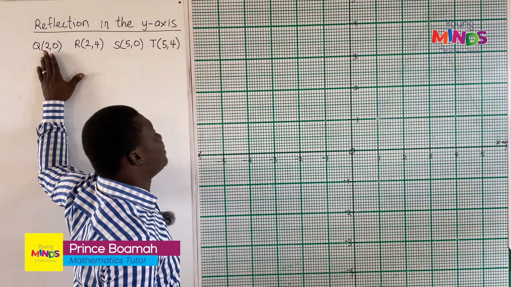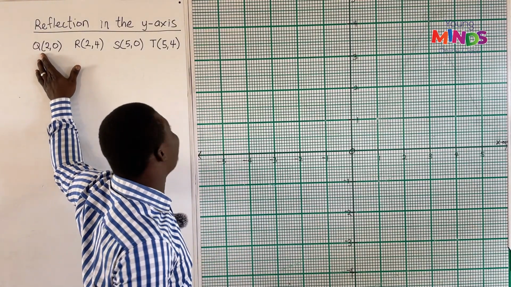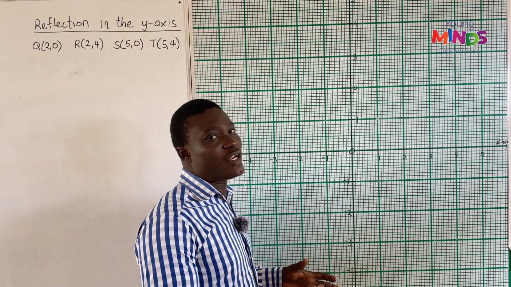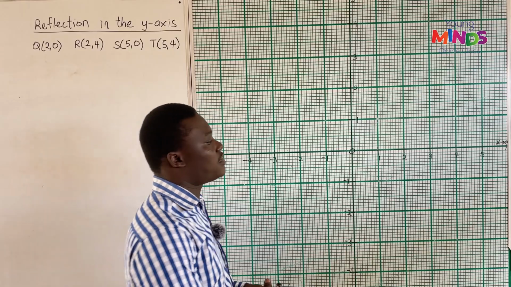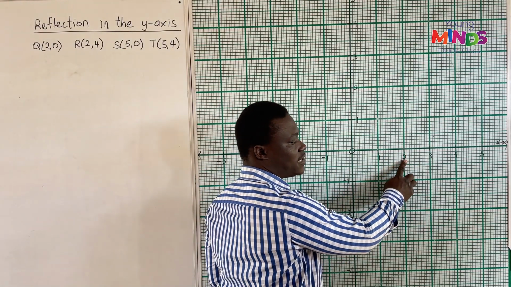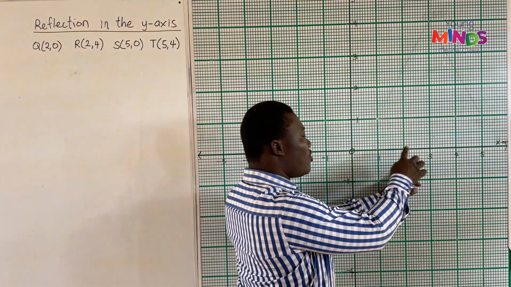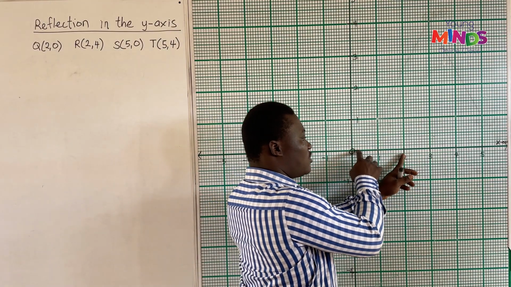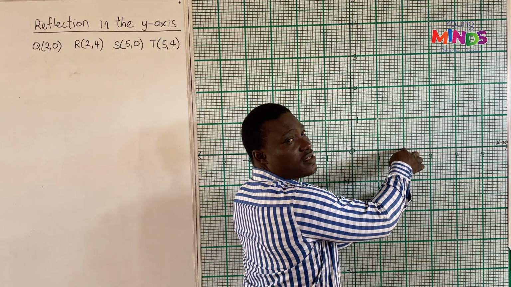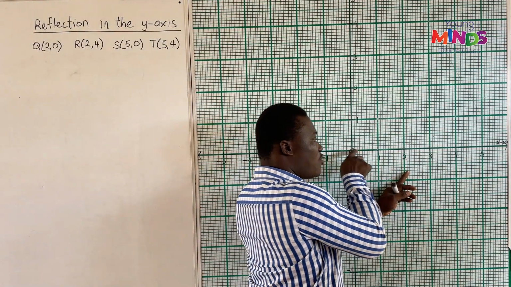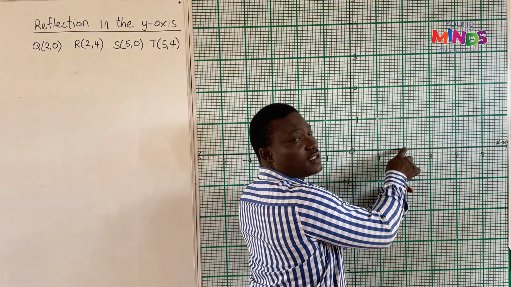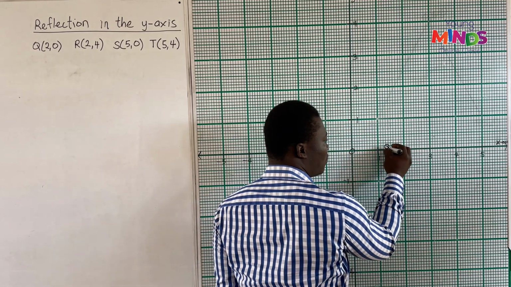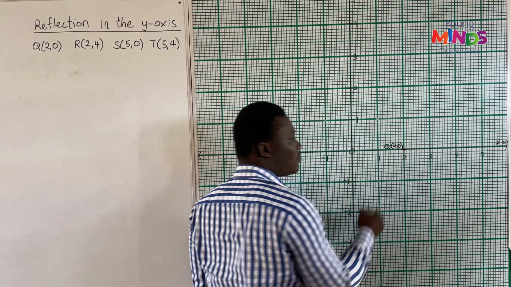We have learned that the first number is on the x-axis and the second one is on the y-axis. In this case, 2 on the x-axis, 0 on the y-axis. So 2 on the x-axis, we'll find 2 here. 0 on the y-axis will be here. So if 0 is here and 2 is here, the 2 points will meet here. So we'll put a point here. Then we'll label it Q(2, 0).